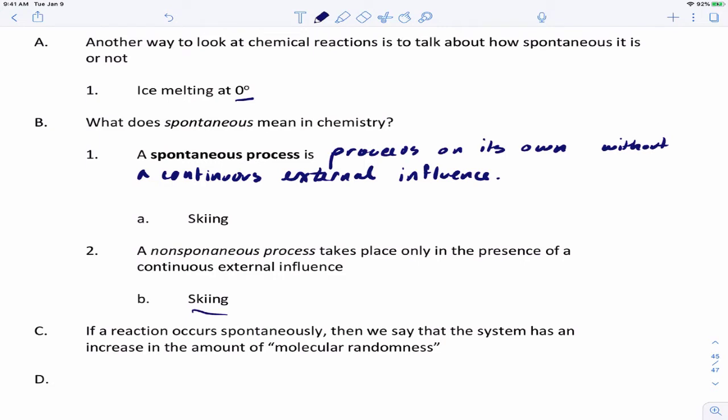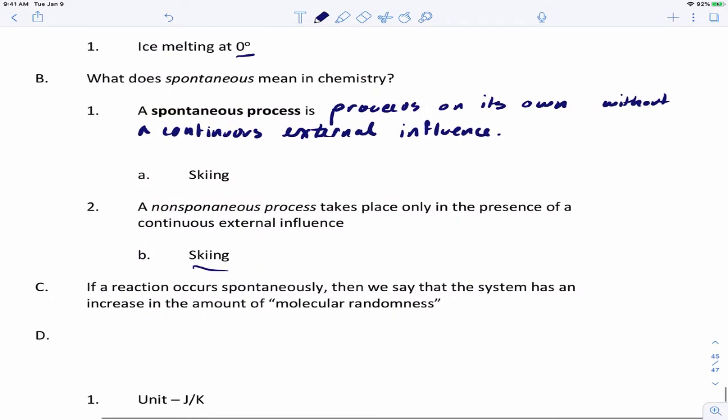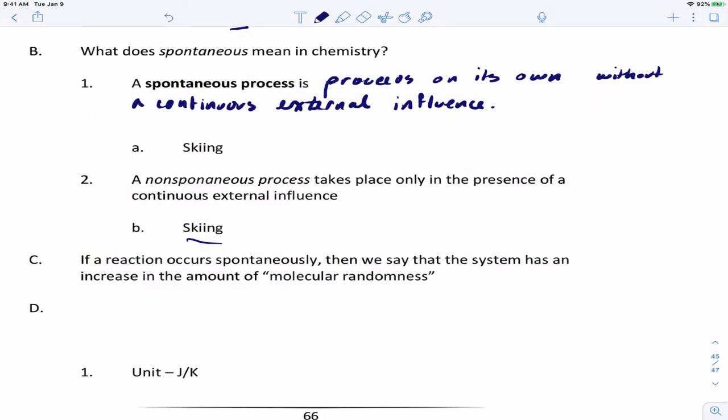A spontaneous process happens on its own. You might have to put a little bit of energy into it to make it go, but once the process starts, you don't have to supply any energy. It keeps going on its own. A non-spontaneous process, you always have to be constantly doing something to make it happen. So if a reaction occurs spontaneously, we say that the system has an increase in the amount of molecular randomness, okay? And so that's kind of what we're talking about.